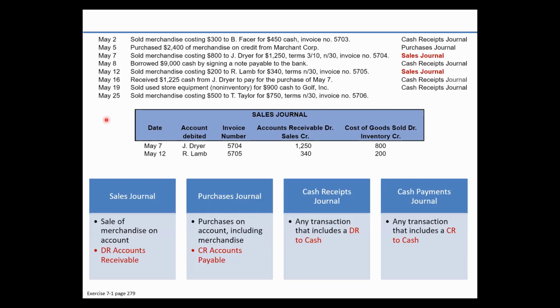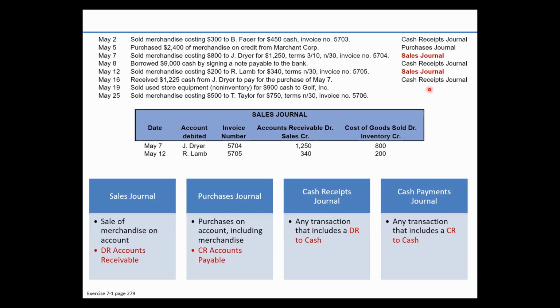And then on May the 19th, we sold used store equipment, which would be non-inventory. It's store equipment, so it's not our primary business. Our primary business isn't selling store equipment. It's selling whatever we're selling, okay? So it's not inventory, for $900 to Golf Inc. So that is a cash receipts journal entry.